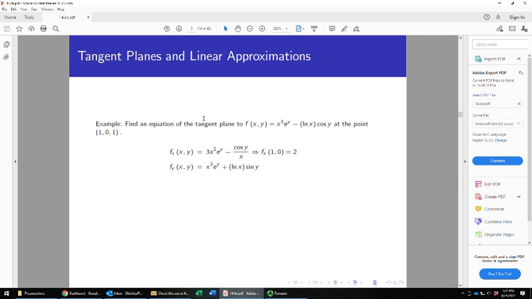Do the exact same thing for y. Derivative of e to the y is e to the y. Derivative of minus cosine y is plus sine y. Plug in 1, 0 again, and we get 1.